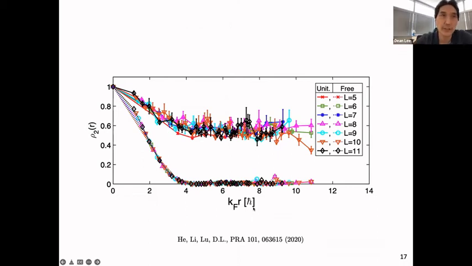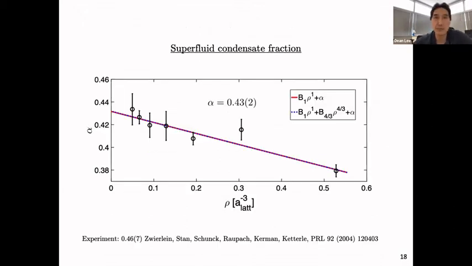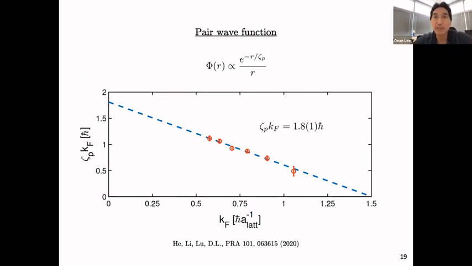So we've done this calculation on the lattice with the 66 particles, and we can see this long range order in the two-body correlation function. And so we can then extract what is the superfluid condensate fraction. And what we get in the continuum limit is that alpha is about 0.43 with an error of 0.02, which is in pretty fair agreement with what's seen by the MIT group, Zwierlein in 2004, which got about 0.46 with an error of 0.07.